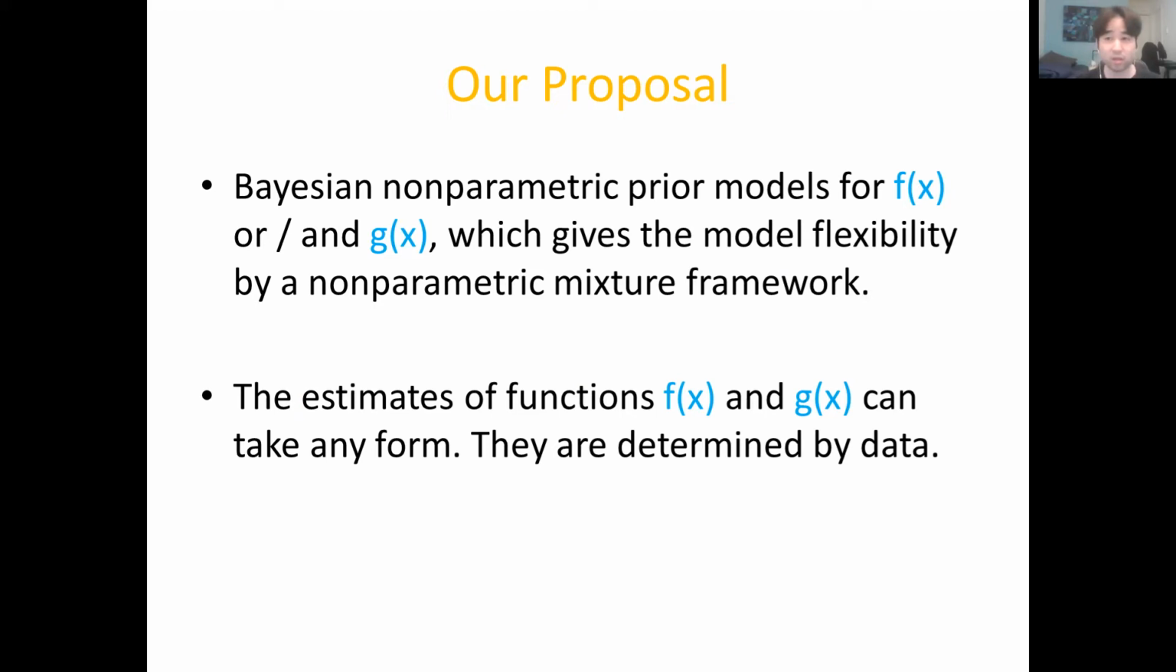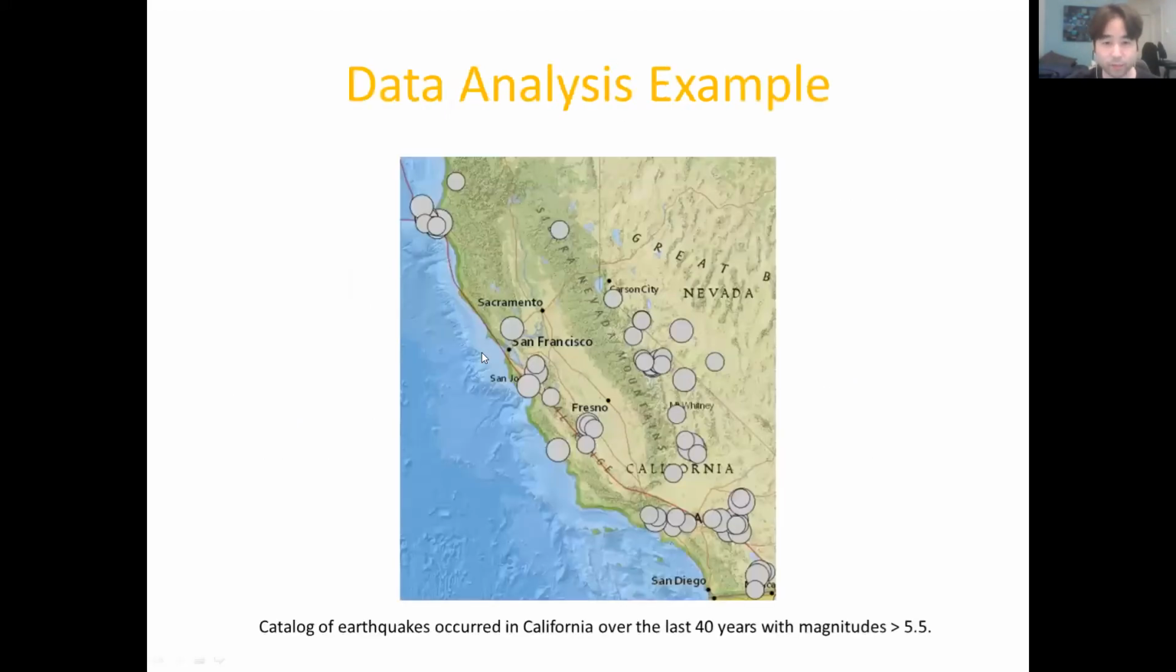And this is a great benefit for other applications as well, because unlike in seismology, in most other applications we don't even have an idea how to specify these two target functions, f of x and g of x. And here's a data analysis example. The data set in this case is a catalog of earthquakes that occurred in California over the last 40 years.